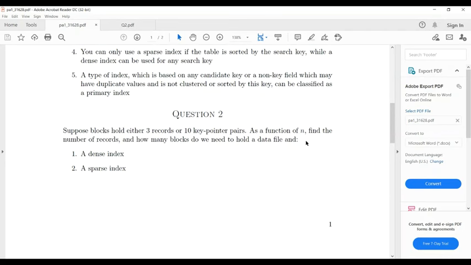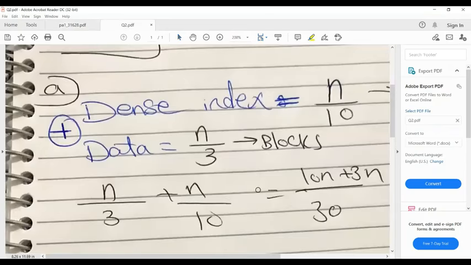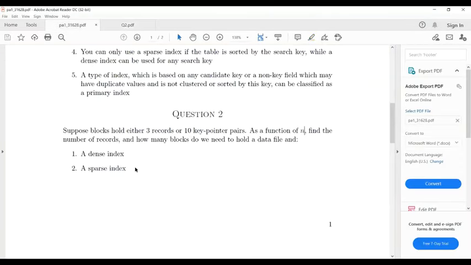So for the first part, the number of pages we need to hold the data file equals n over 3, where n is the total number of records and 3 is the maximum number of records a block or a page can hold. Okay, this is straightforward. Now we need to go to the second part of the question.